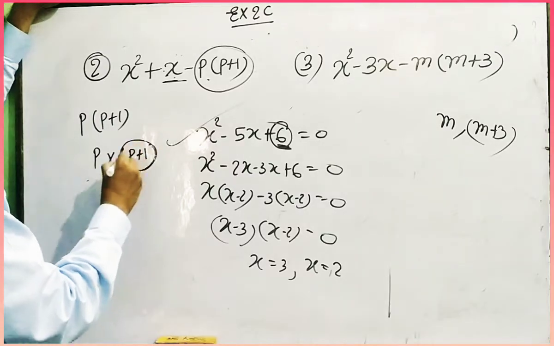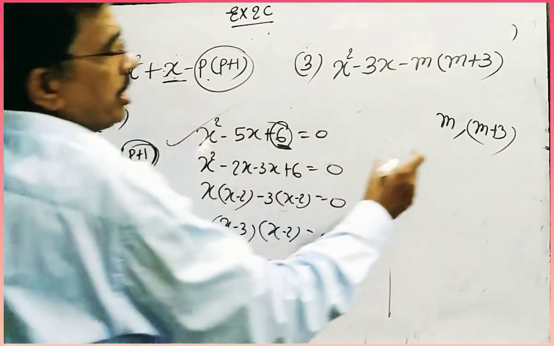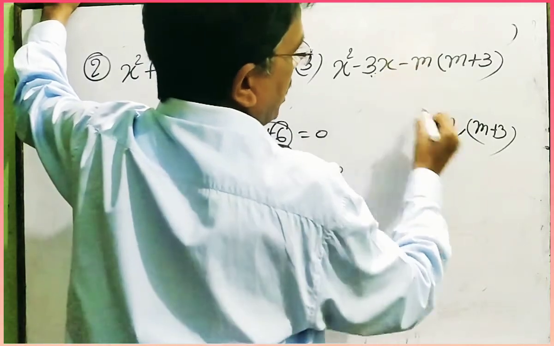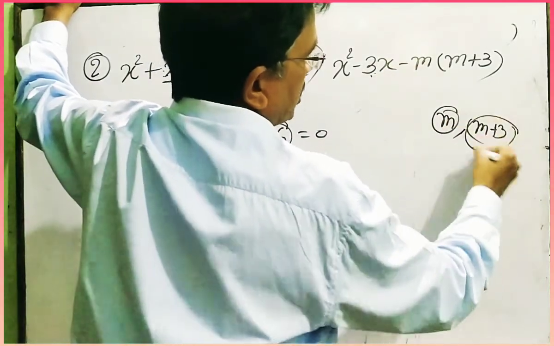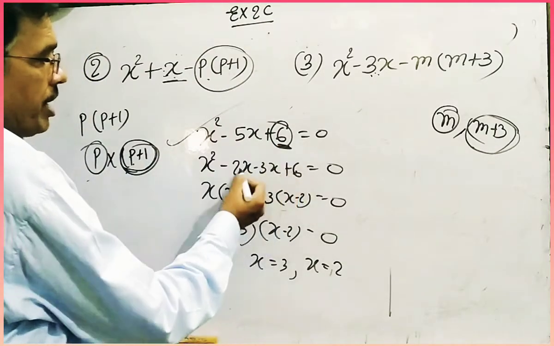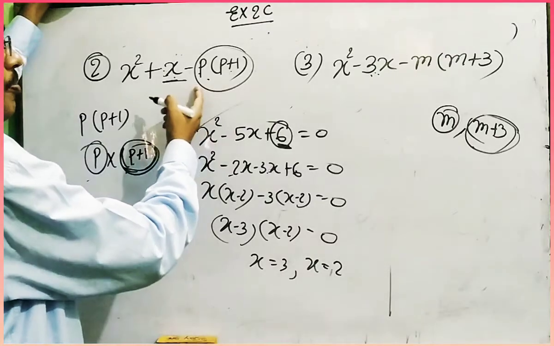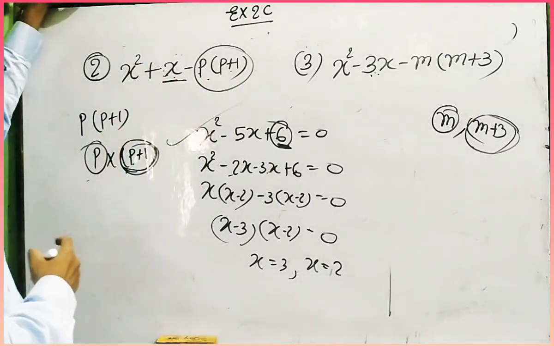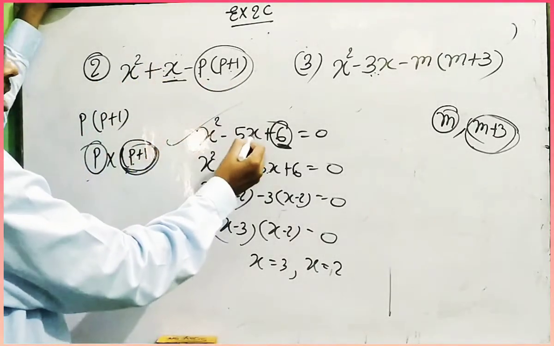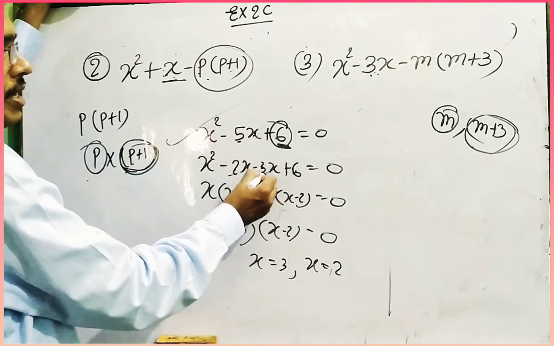When you subtract p plus 1 minus p, then you get 1. Similarly, here you have minus 3, so m minus m plus 3 gives minus 3. Here it is 6, so clearly you can write 2 plus 3. But here it is p plus 1, so how can you write the coefficient of x? Here the coefficient is 5, so we write 3 and 2.